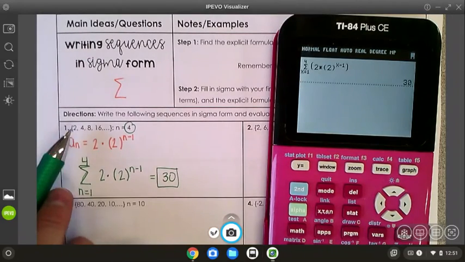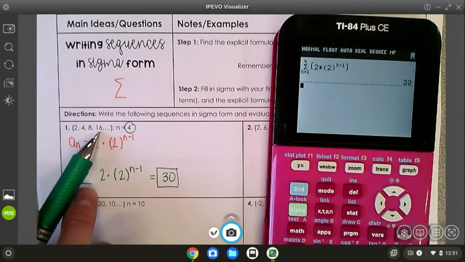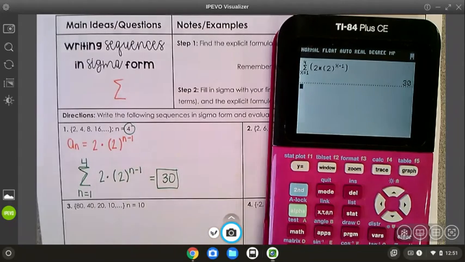Could you have just typed in 2 plus 4 plus 8 plus 16? Yes, you could have. But I want you to know how to do it this way.